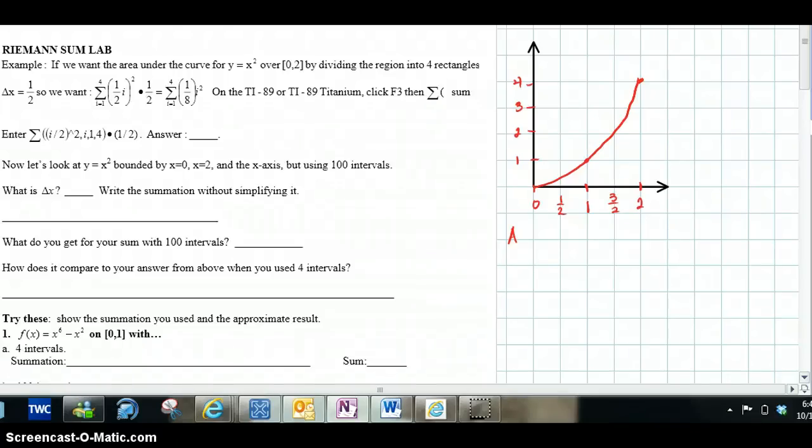If we want the area under the curve y equals x squared on the interval from 0 to 2, we can begin by dividing the region into 4 rectangles. Our entire interval is from 0 to 2, so its width is 2 minus 0, which is 2, and we're dividing it into 4 rectangles. Each rectangle has a width of 1/2. We call its width delta x.